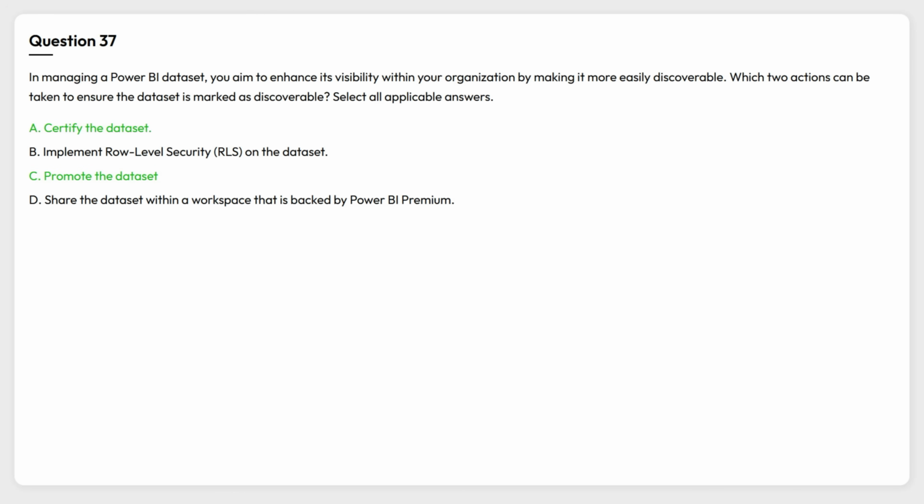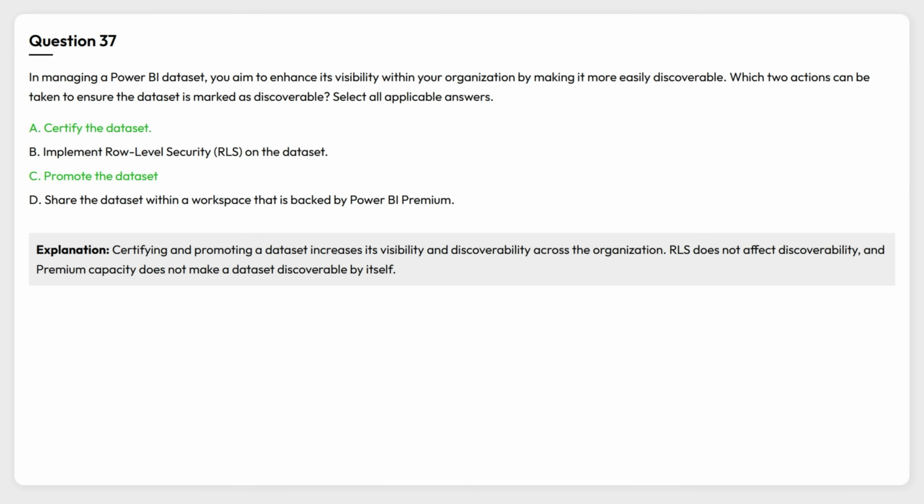The correct answers are Option A, certify the dataset, and Option C, promote the dataset. Certifying and promoting a dataset increases its visibility and discoverability across the organization. RLS doesn't affect discoverability, and premium capacity does not make a dataset discoverable by itself.